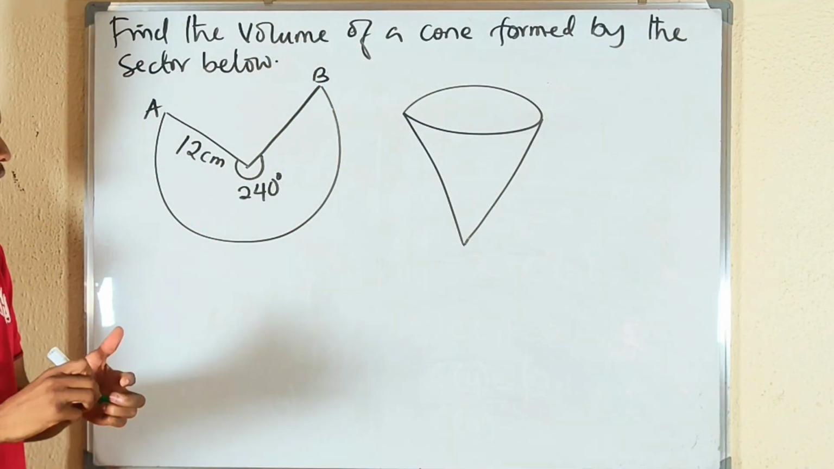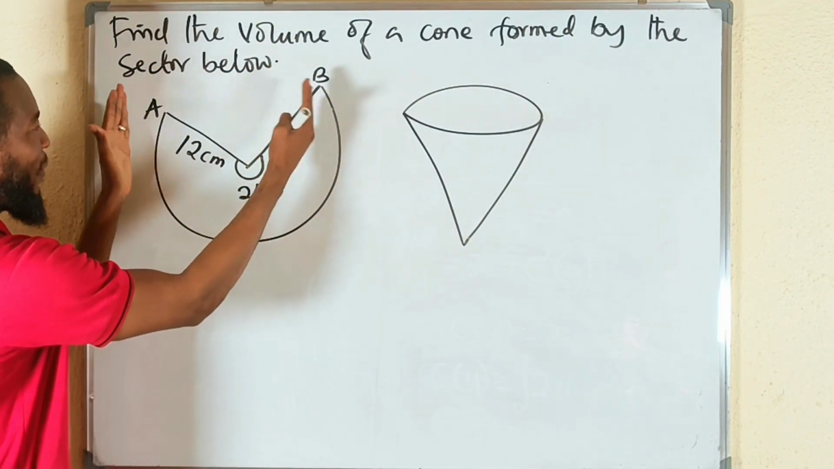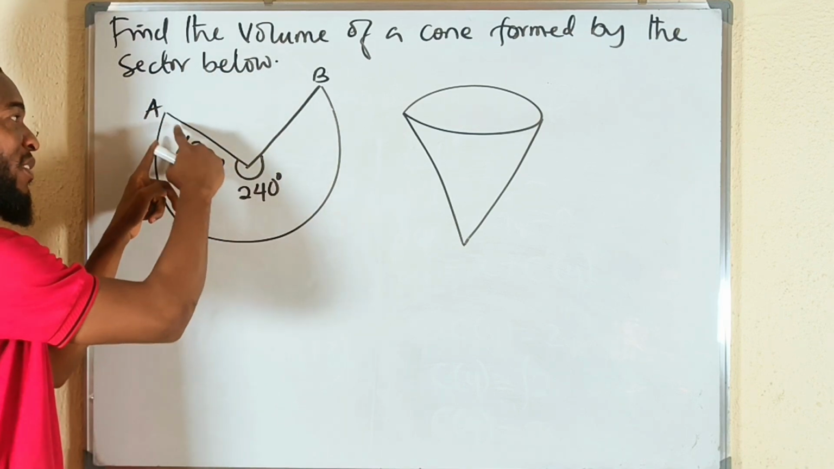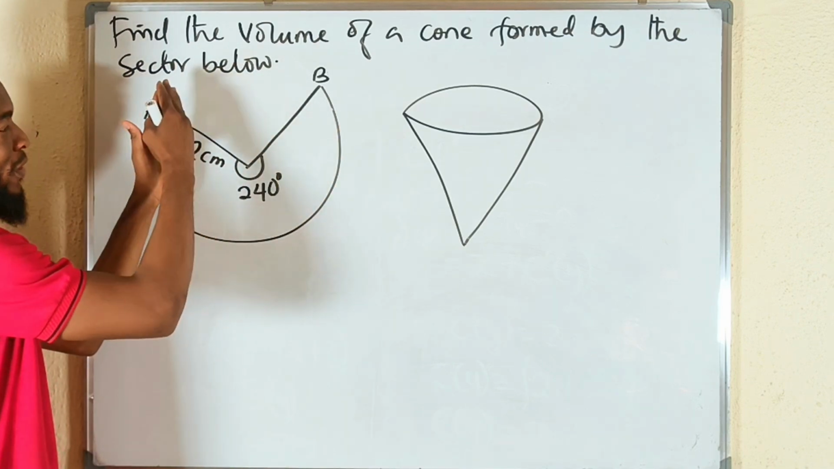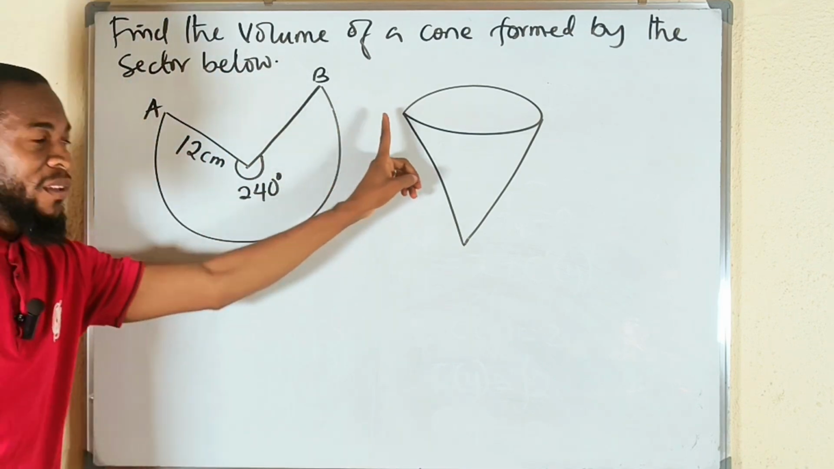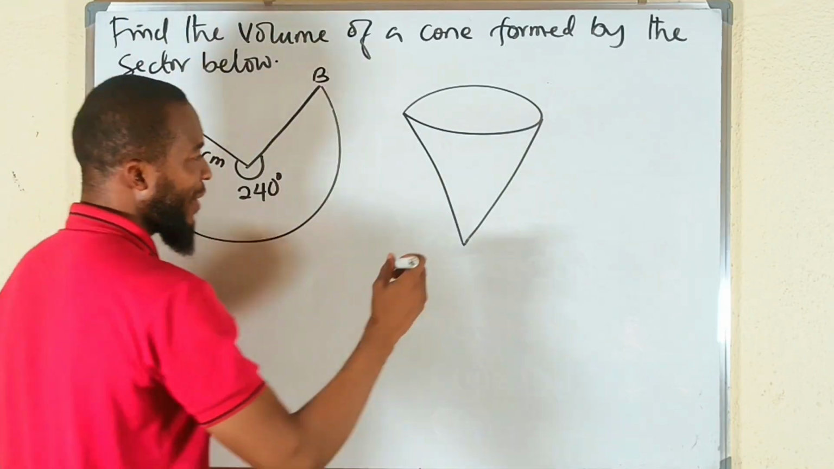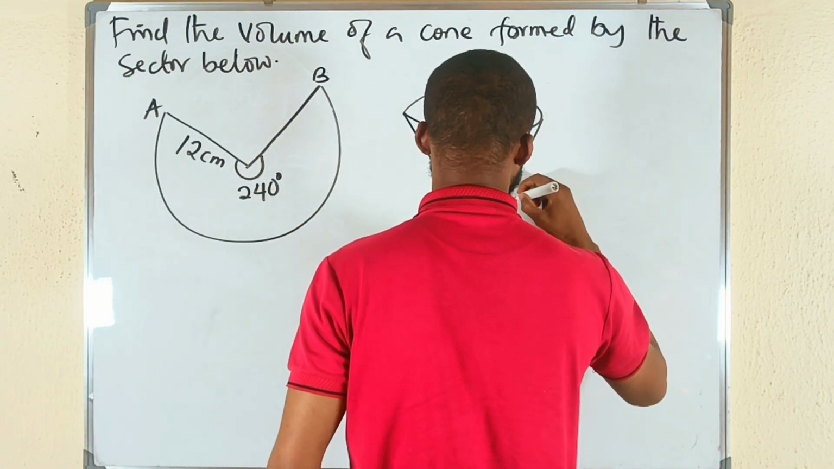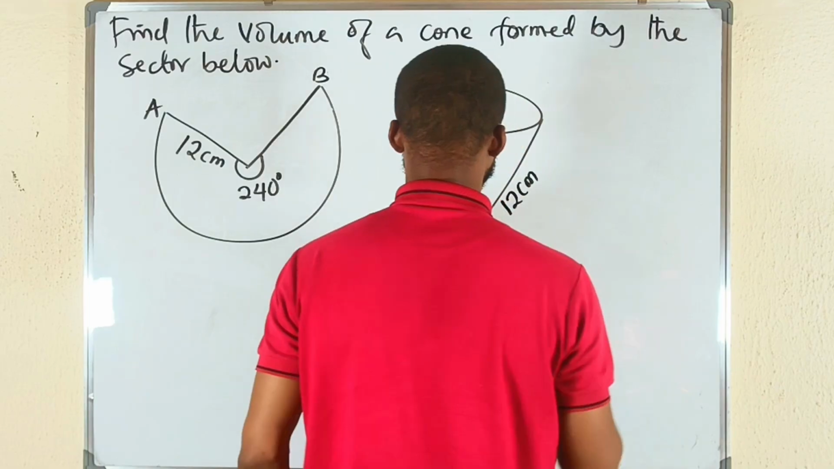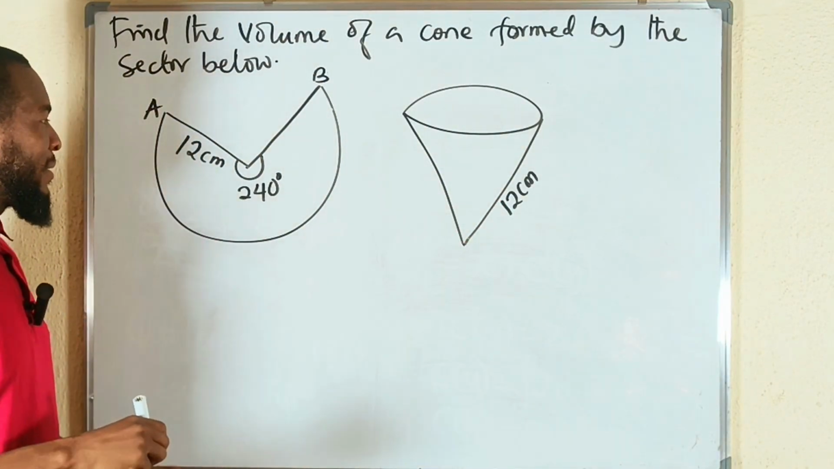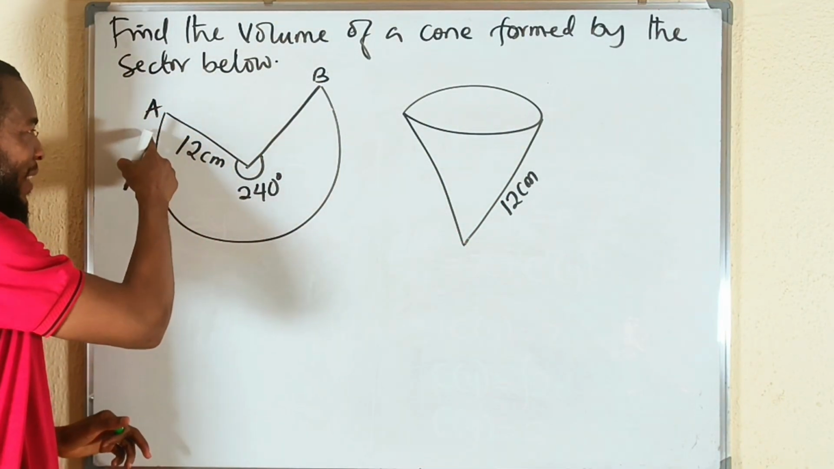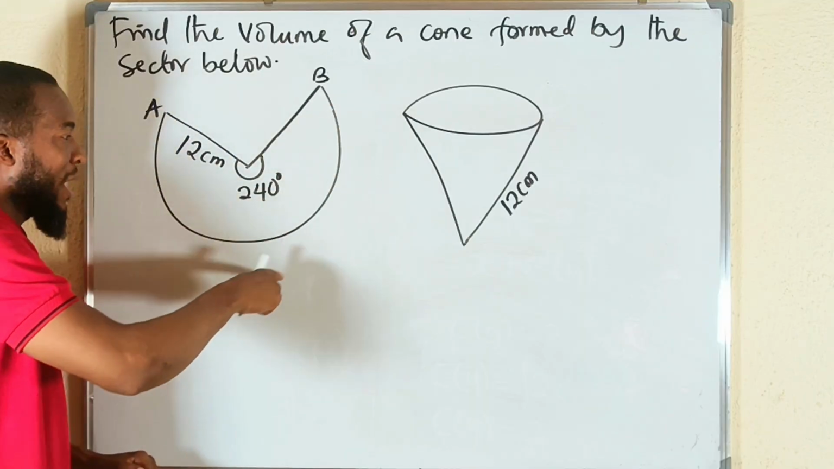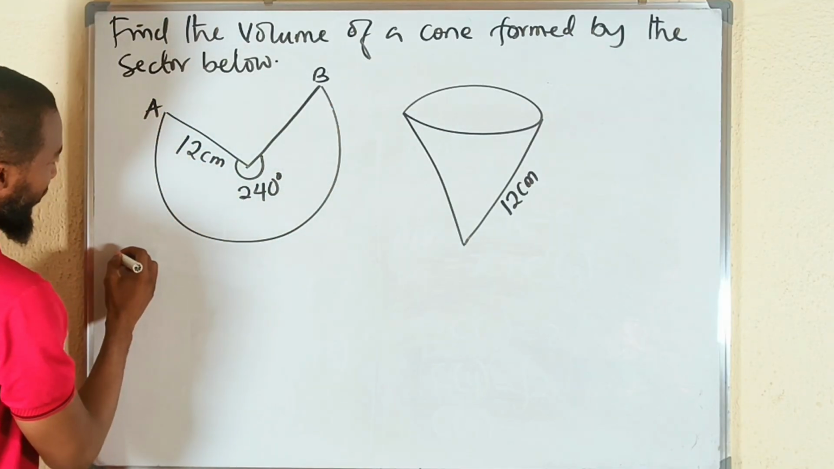So the first thing you should know is, once you fold it like this, you see this is the radius, right? Once you fold it like this, that radius will be the slanted height of our cone. Therefore, this slanted height will be 12 cm. And let's find the length of this arc.